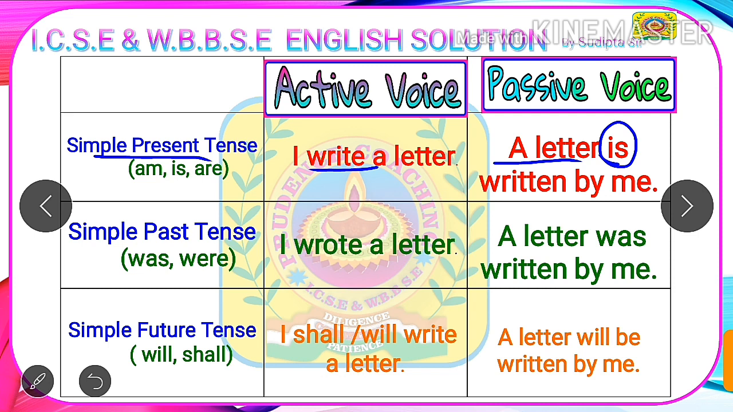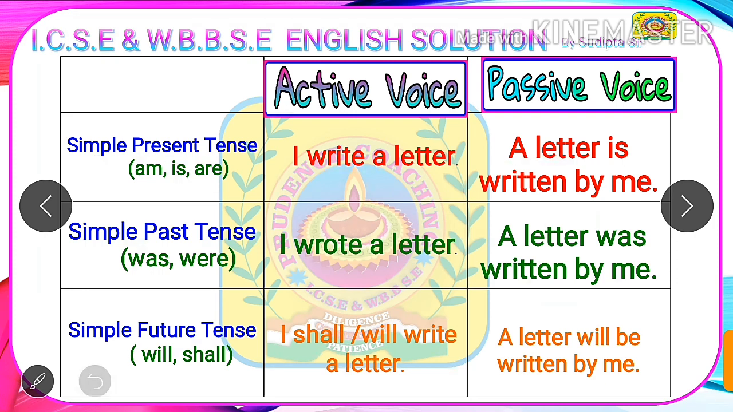And next we have written the V3 form of the given verb, that is written. The V3 form of write is written. And our fourth step is to use a preposition before the object. Here the object is me and before it we have used by. In most of the cases we use by before the object. So our final answer in passive voice is a letter is written by me.